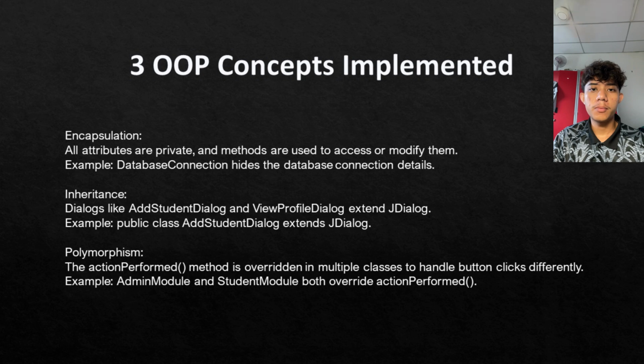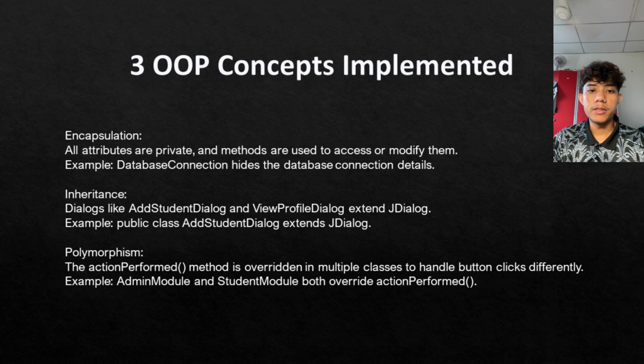Now I want to explain 3 OOP concepts implemented in my project. We use 3 key OOP concepts. The first one is encapsulation. We keep attributes private and use methods to access them. For example, in the database connection, the database credentials are private.